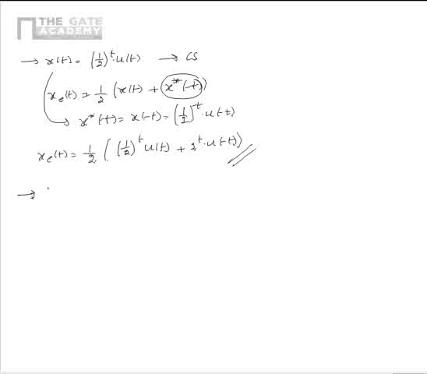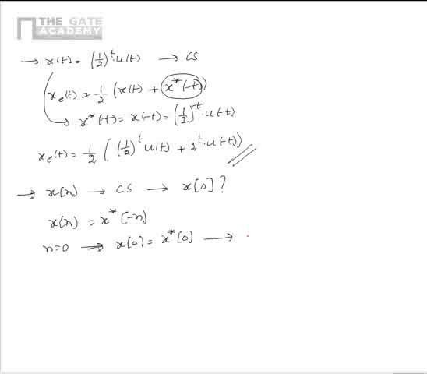Now let us consider another problem. Here there is a discrete time signal x of n given. It is also given that the signal is conjugate symmetric. Then can we characterize anything about x of 0? As the signal x of n is conjugate symmetric, x of n is equal to x star of minus n. We have to characterize about n equal to 0. Upon putting n equal to 0 in the above relation, we get x of 0 is equal to x star of 0.